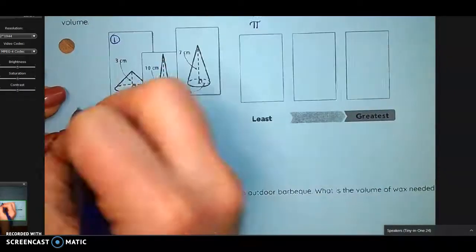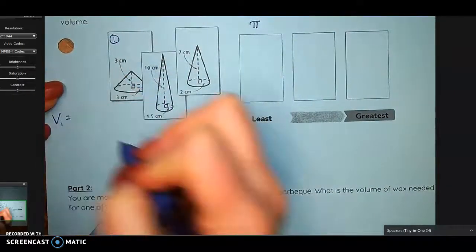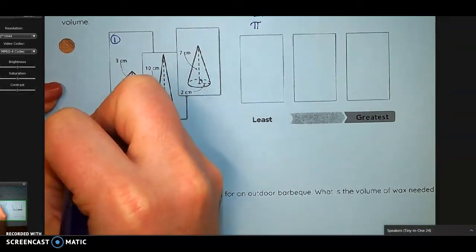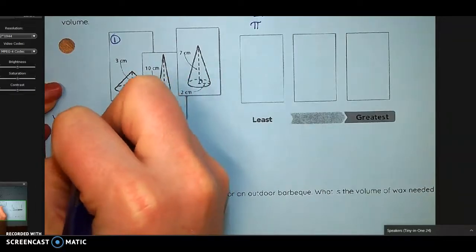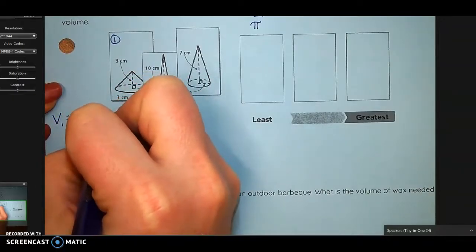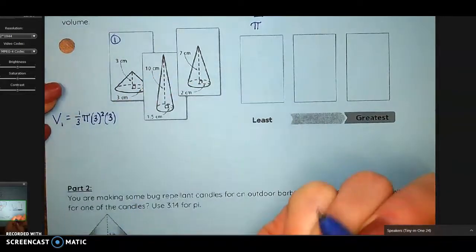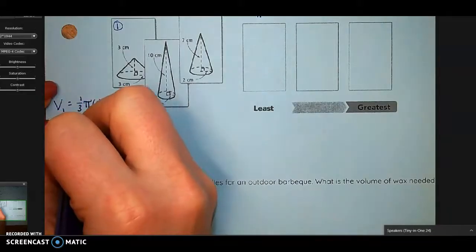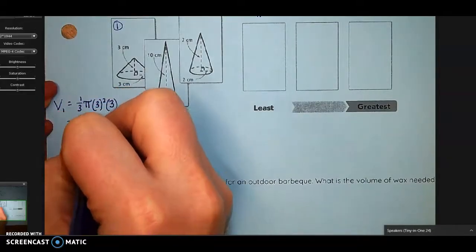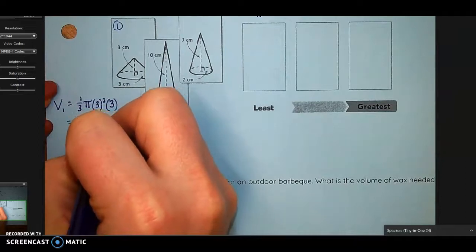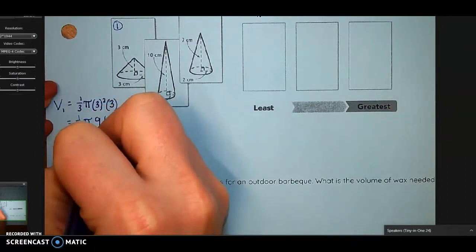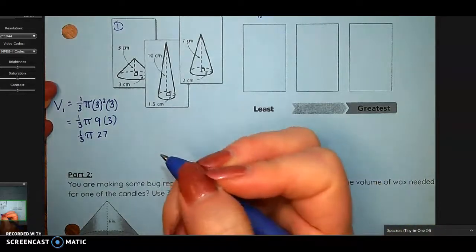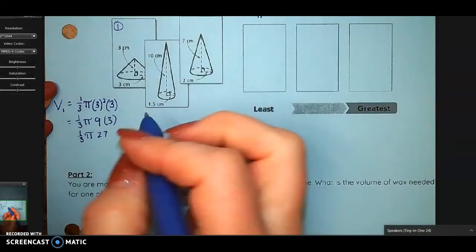So we'll call this number 1. So the volume of cone number 1 is going to be 1/3 times pi times the radius squared times the height. It's a lot of letters, or lots of 3's in there, isn't it? So then I've got 1/3 times pi times 9 times 3. 1/3 times pi times 27. Now multiplying by 1/3 is the same thing as dividing by 3. So that's another way you could also write this.